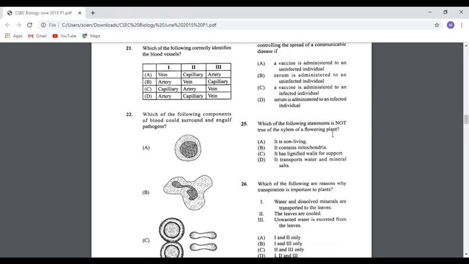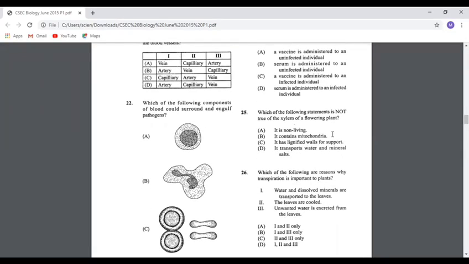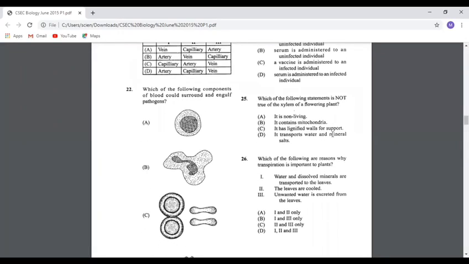Then 25, which of the following statements is not true of the xylem of a flowering plant? So now we're looking for things that don't exist in the xylem of the flowering plant. So it's not true of it. So we have A, it is non-living. B, it contains mitochondria. C, it has lignified walls for support. D, it transports water and mineral salts. So all of this is true of the xylem except B, it contains mitochondria. Remember, the xylem is non-living and mitochondria provide energy. If it's non-living, it doesn't need energy to do anything.